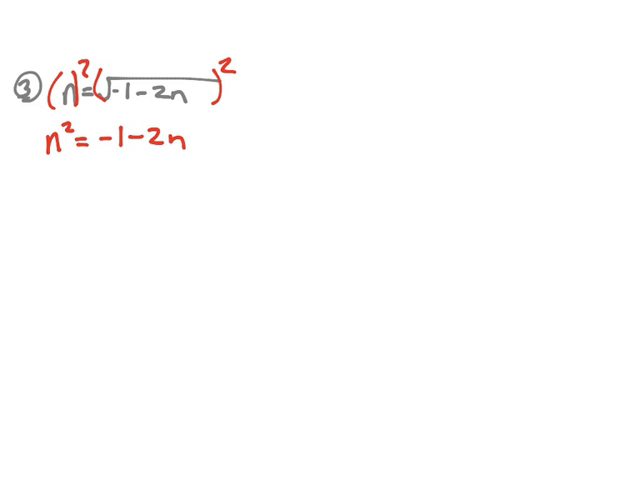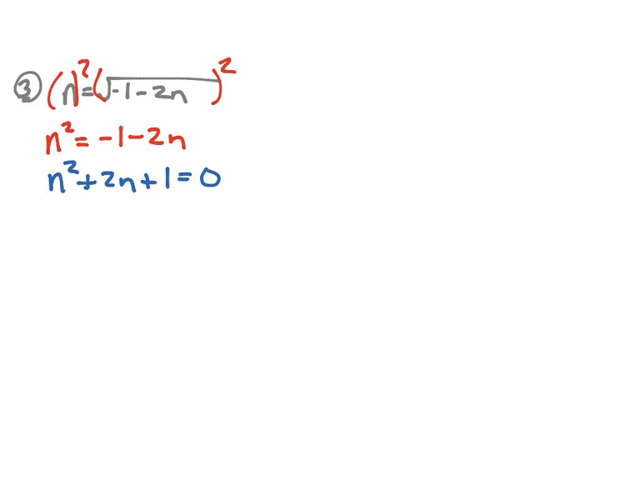Just like the other two examples, we have a quadratic here. In order to solve this quadratic, I'm going to get this thing equal to 0 first. So I'm going to start by moving my minus 2n to the other side. And then I'll move my minus 1 over to the other side as well. So I now have the equation n squared plus 2n plus 1 equals 0.